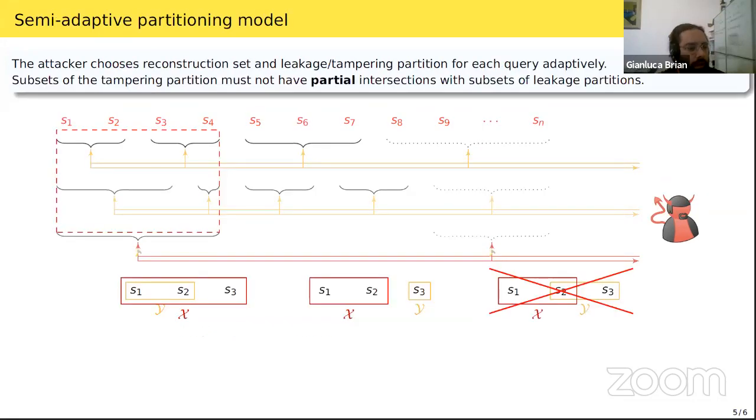The second model we consider is the one of semi-adaptive partitioning. In adaptive partitioning, the attacker does not commit to a reconstruction set or a partition, but he is allowed to choose the partition for each query adaptively. However, in semi-adaptive partitioning, there is a restriction. That is, each subset of each leakage query is either inside or outside a subset of the tampering query. In particular, there should be no partial overlaps between subsets of the leakage partition and subsets of the tampering partition.